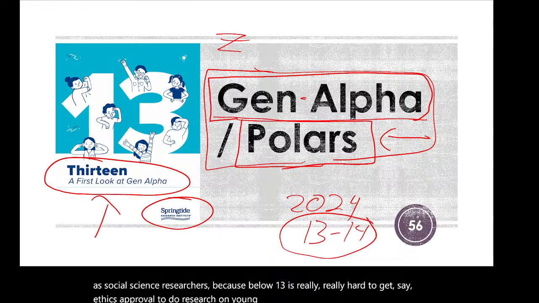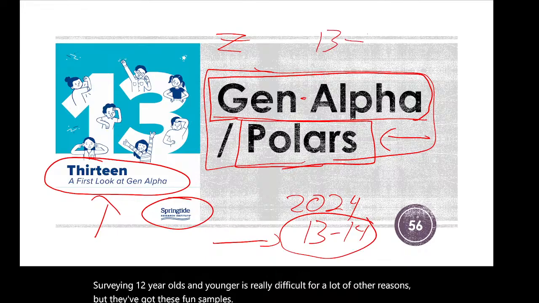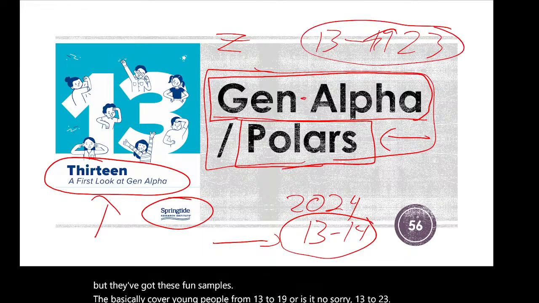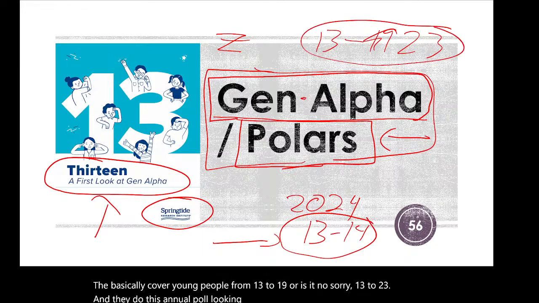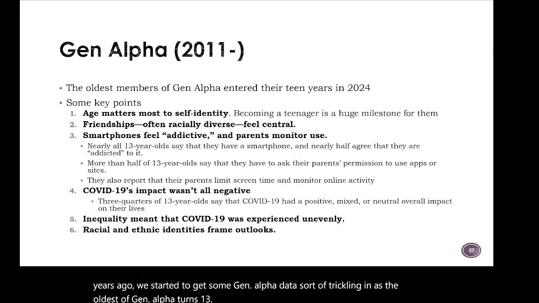And surveying 12-year-olds and younger is really difficult for a lot of other reasons. But they've got these fun samples that basically cover young people from 13 to 19, or is it, no, sorry, 13 to 23. And they do this annual poll looking at young people 13 to 23. And so, a couple of years ago, we started to get some Gen Alpha data trickling in as the oldest of Gen Alpha turns 13. Okay.